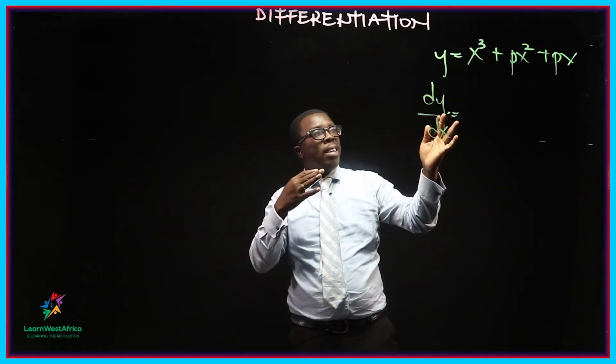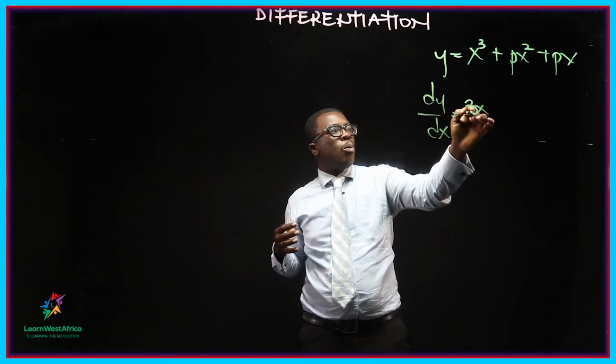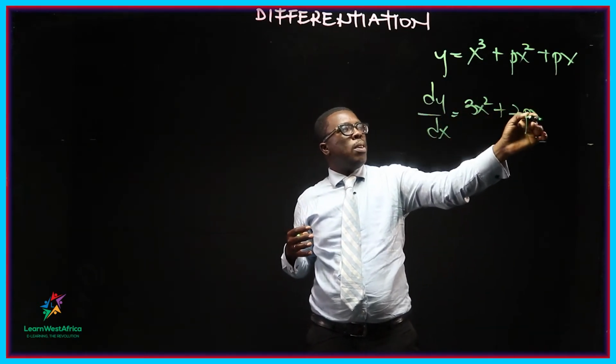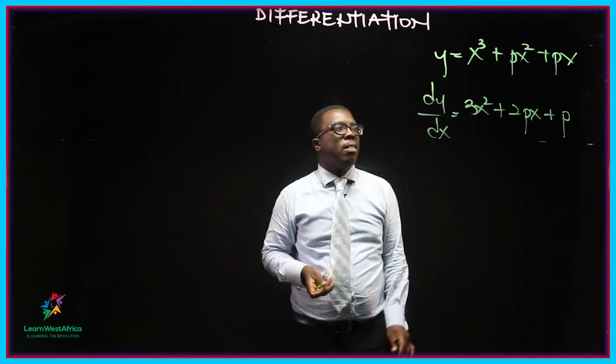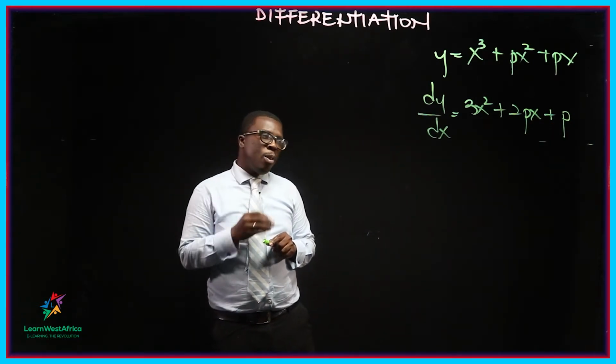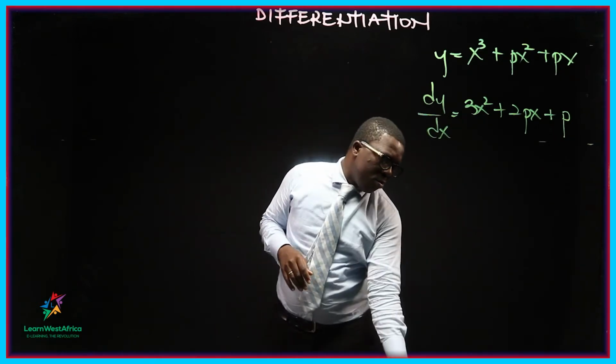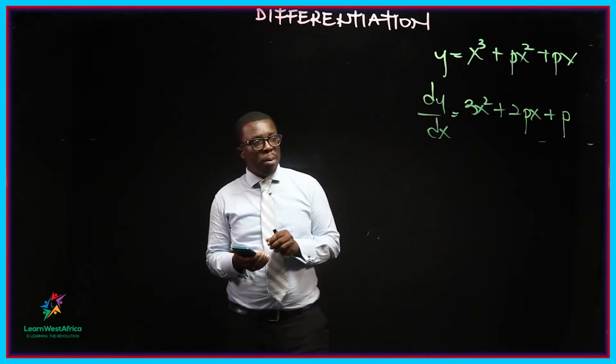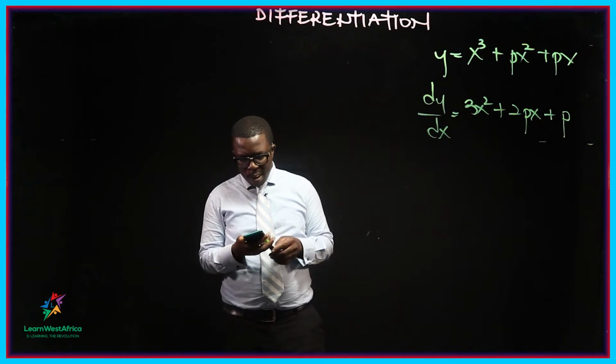So when we have dy/dx, this is going to give us 3x squared plus 2px plus p. Hope you're okay. So what do we do? We can use factorization to resolve the problem.